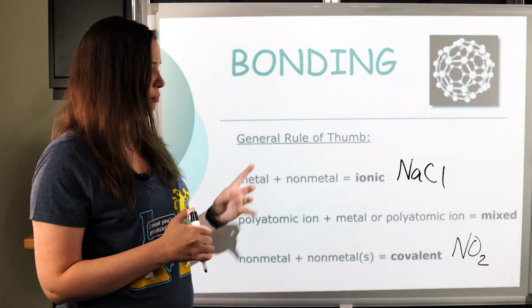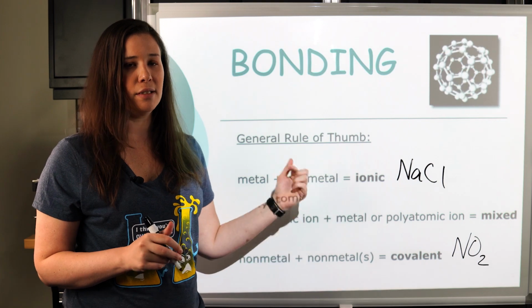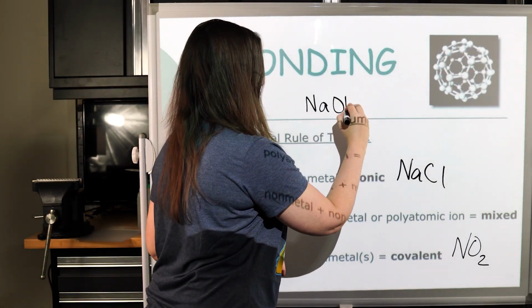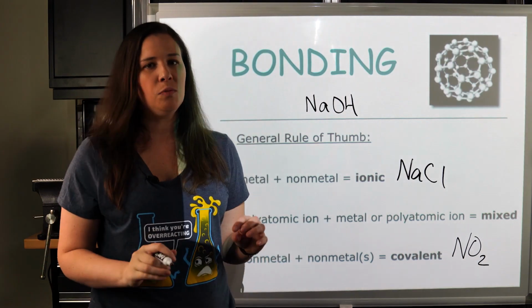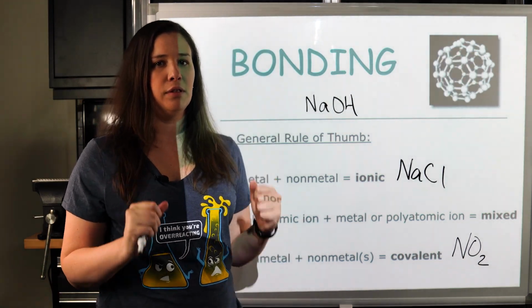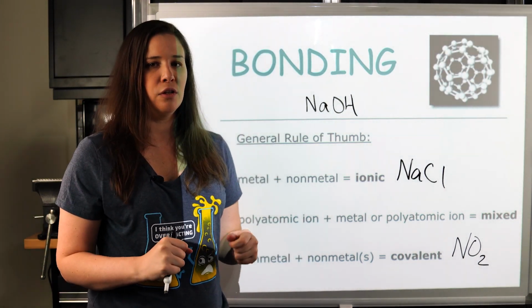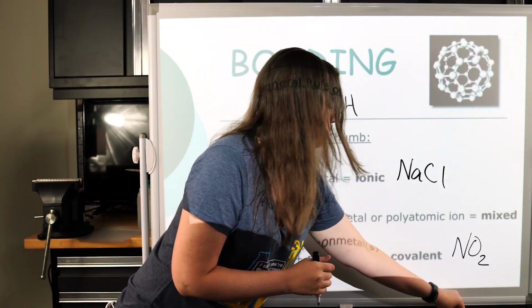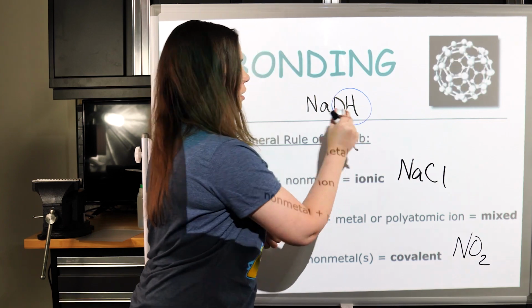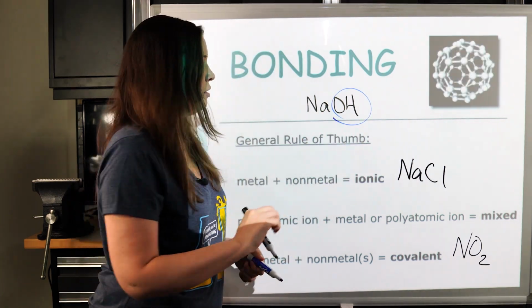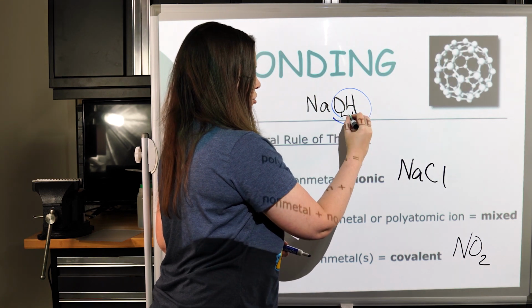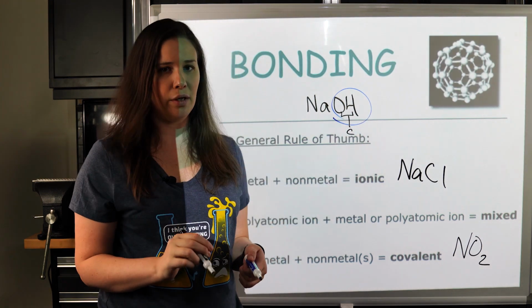You could also have both types of bonds present in the same compound. An example of that would be sodium hydroxide. This is why I stress knowing your things to know and love, polyatomic ions. The first thing you have to figure out is where's the polyatomic ion? And you should recognize hydroxide as one of our polyatomics. So the bond between the oxygen and the hydrogen, that would be a covalent bond.